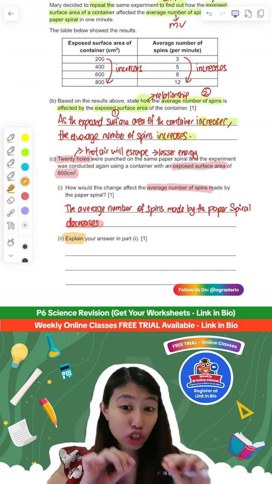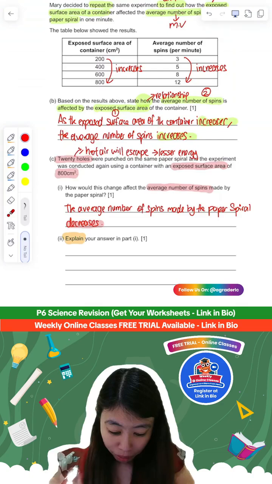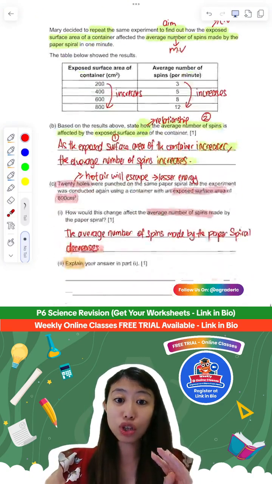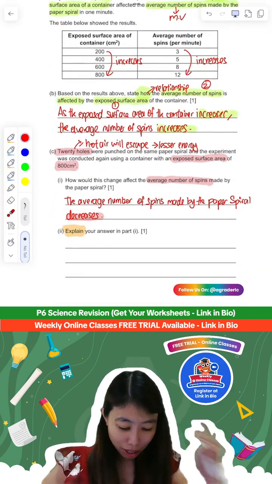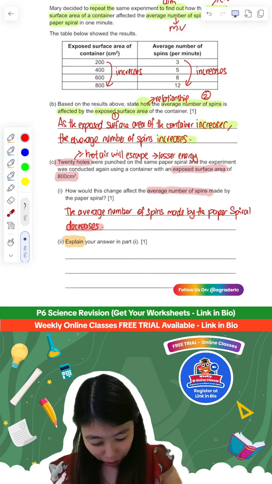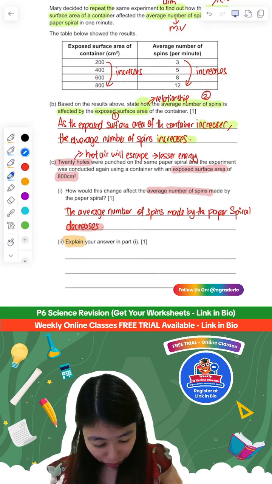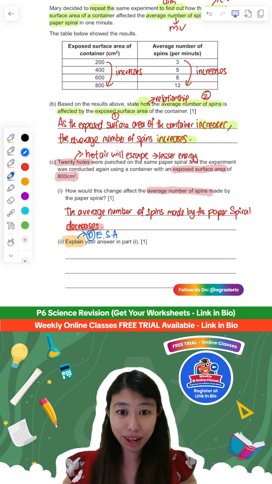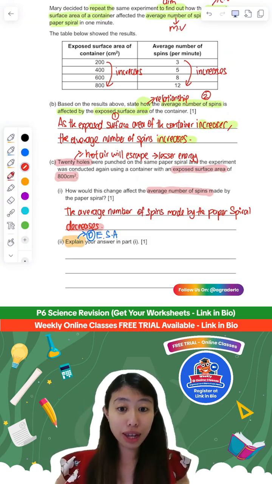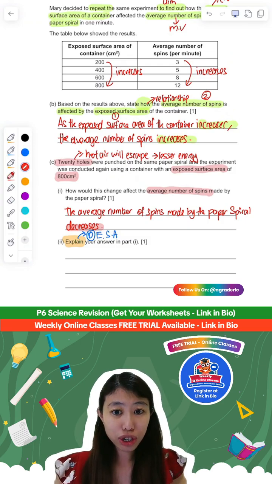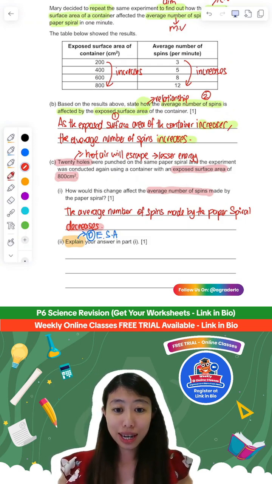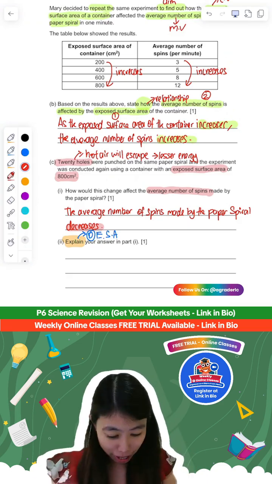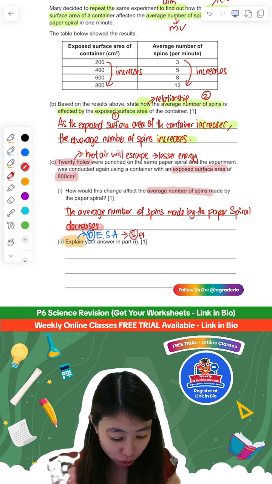This one must talk about energy conversion because the question is related to energy conversion. If you explain without using energy conversion, you will lose marks. So when you explain, you must describe the exposed surface area of the spiral in contact with the air. Lesser surface in contact with the air, there will be lesser kinetic energy of the hot air being converted to lesser kinetic energy of the spiral. So the science concept will be energy conversion.